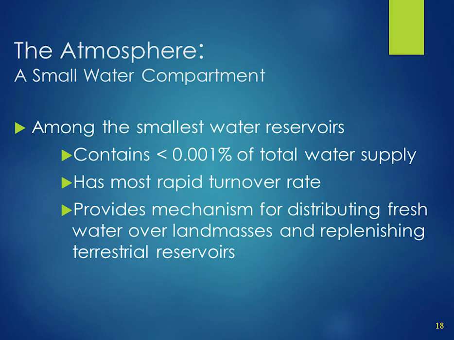The smallest water compartment is the atmosphere. This isn't because of lack of water. Remember, all water in the ground and in streams and rivers comes from precipitation. This reservoir is the smallest because it has the fastest turnover rate. In other words, the water in the atmosphere is quickly moved from oceans to land by precipitation.